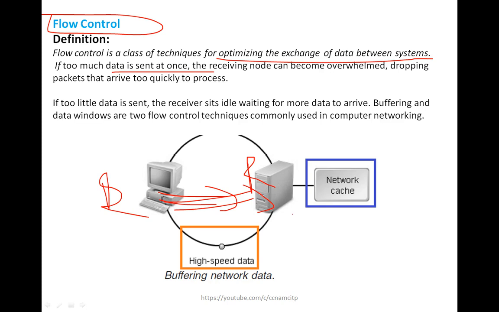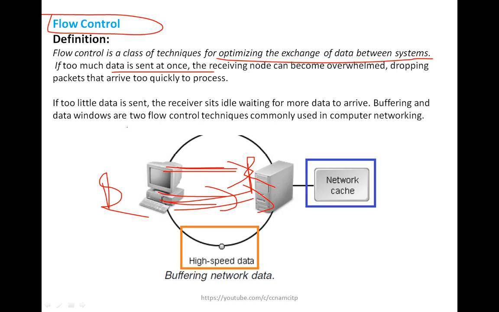This receiving device may drop certain packets, or miss certain data from that packet. So this is the situation. To avoid that, flow control is used. If too little data is sent, the receiver sits idle. If less data is coming, it will wait for the rest of the data to come, and it will be idle until it has arrived from the sending device.